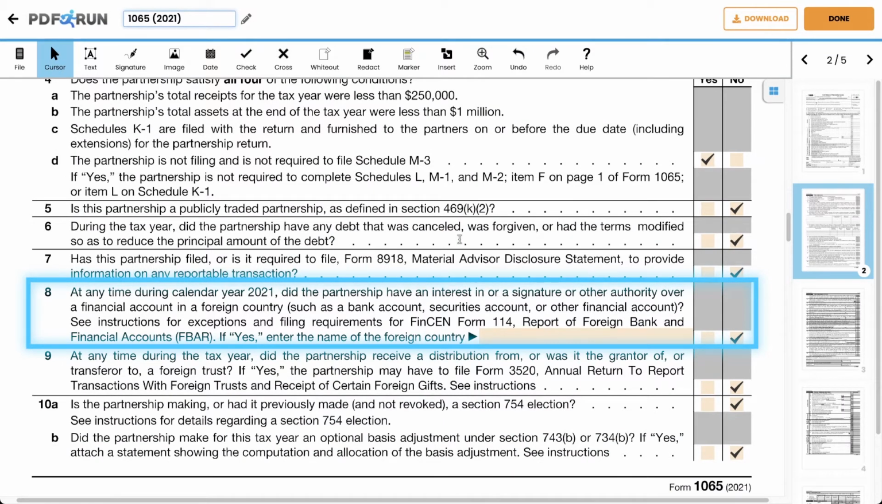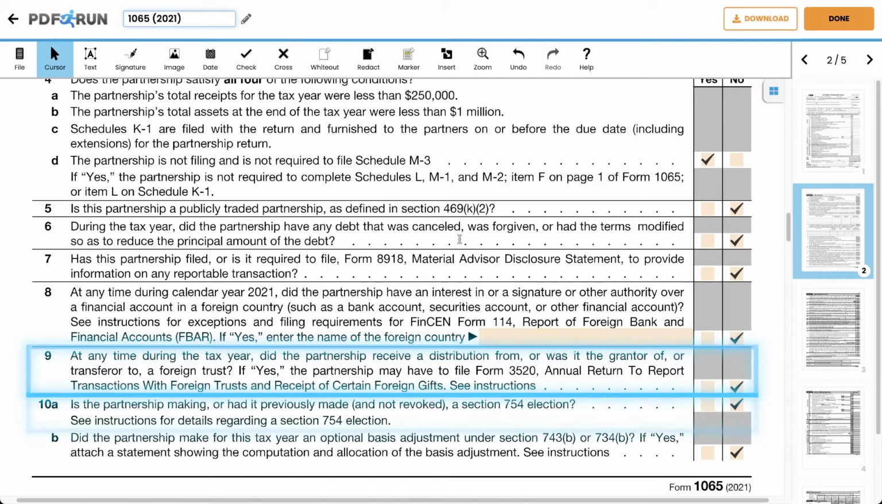Line 8. If at any point during the calendar year of 2021, the partnership held an interest in or a signature or other authority over a financial account in a foreign country, check yes, and enter the name of the foreign country in the space provided. Otherwise, check no. Line 9. If the partnership received a distribution from or was the grantor or transferor of a foreign trust, check yes. The partnership may be required to file Form 3520. Otherwise, check no.